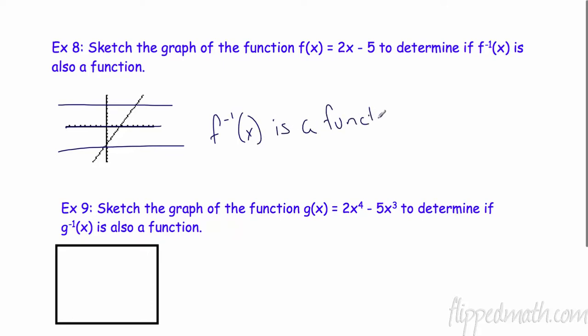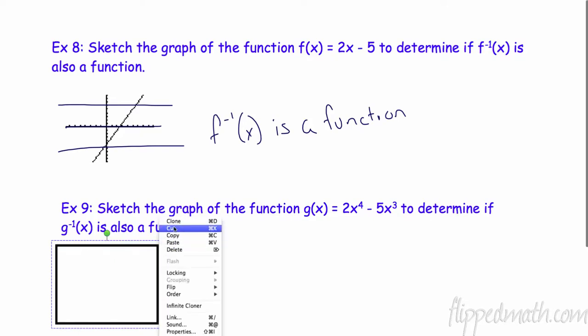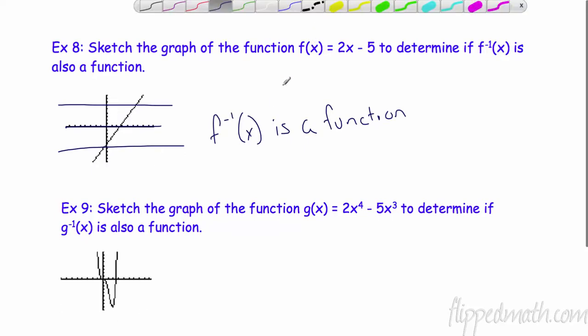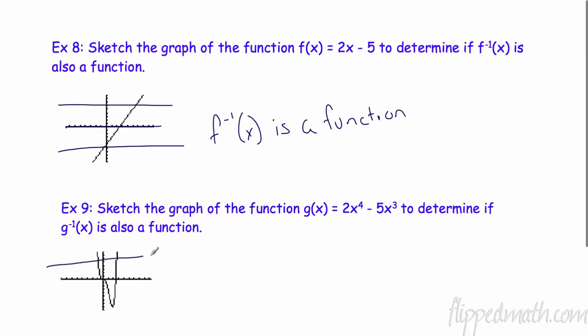All right, let's take a look down here. We're going to graph 2x to the fourth minus 5x to the third, and see if this is a function. Here is our graph again. I just put this into y equals. Ooh, that's fancy, right? Little dip there. That's one we don't see a whole lot. Let's take a look at this. Well, this hits in more than one spot. Therefore, it definitely is not a function. So the inverse of this is not a function.